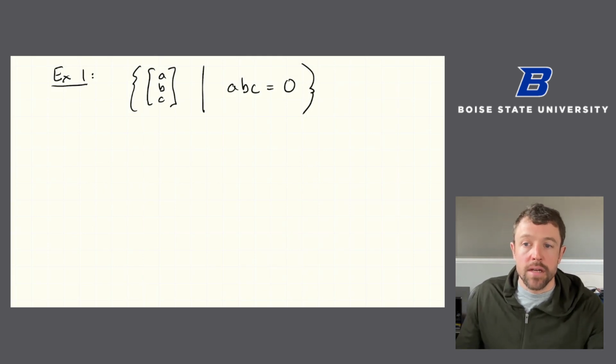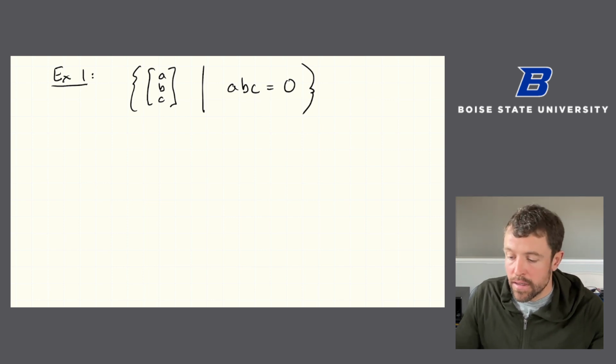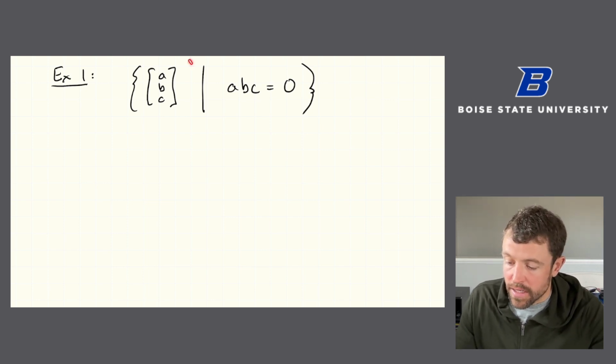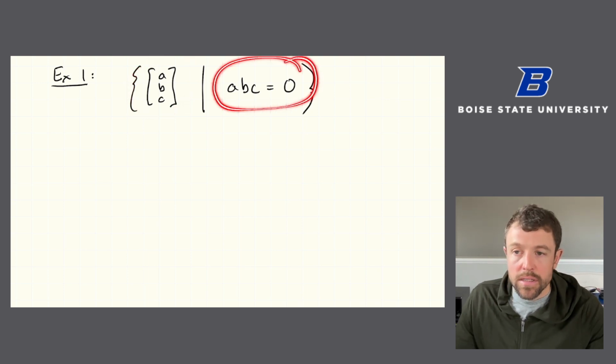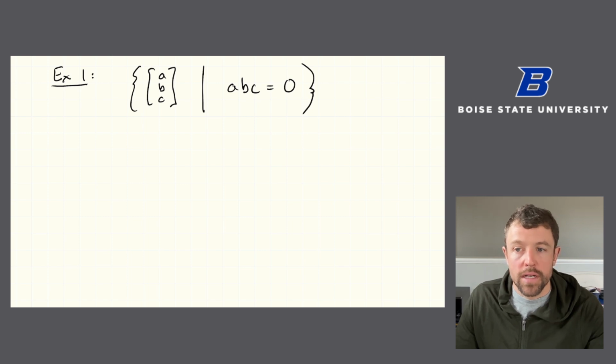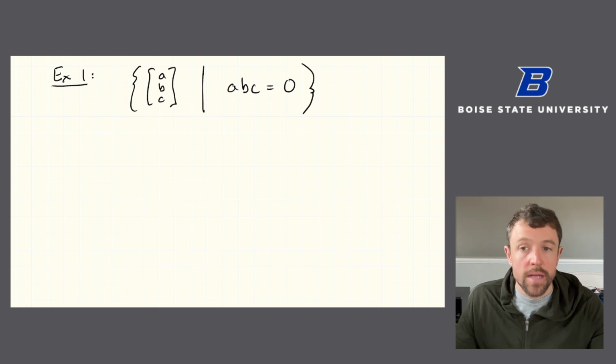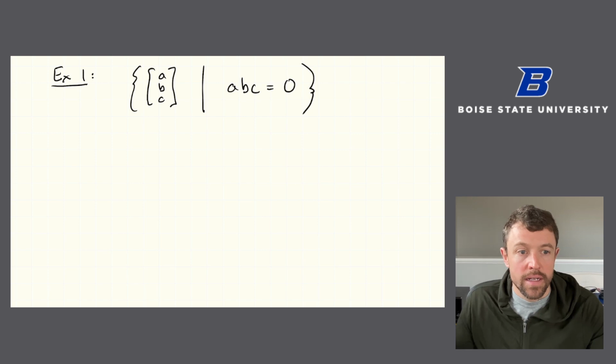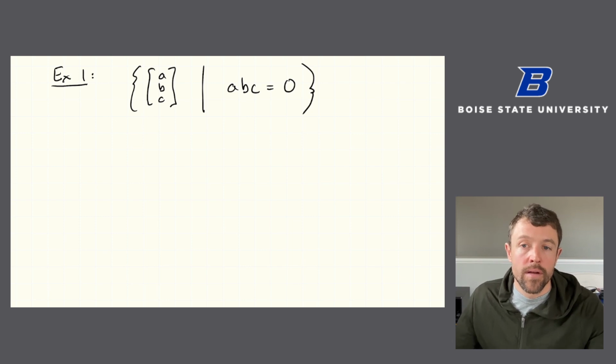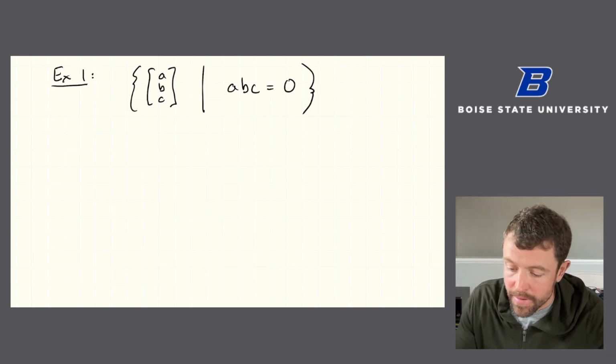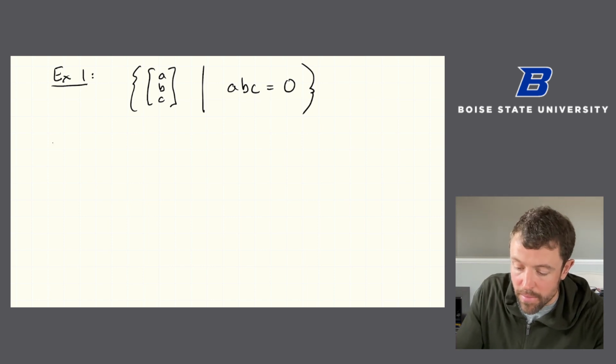So here we have a subset of R3. I'm looking at the set of vectors in R3 such that when I multiply the three coordinates, I get 0. I want to know, this is a subset, right? All of these things are in R3, but is this a subspace? Does it contain 0? Is it closed under multiplication? Is it closed under addition? So my first part of what I need to do is the experiment part.